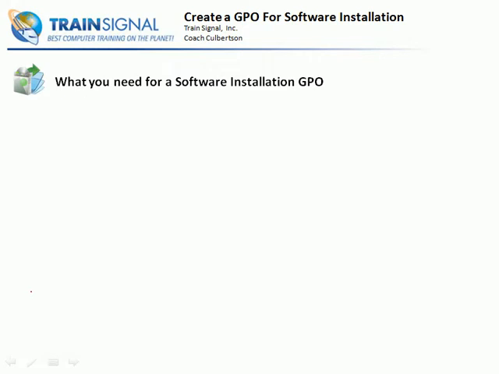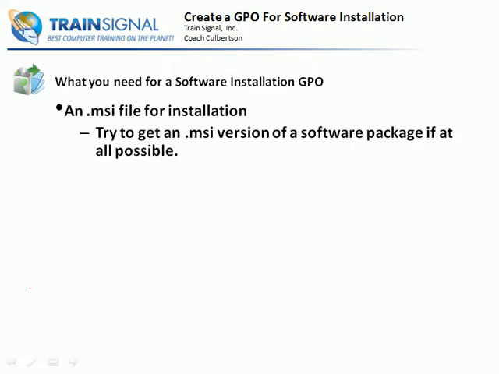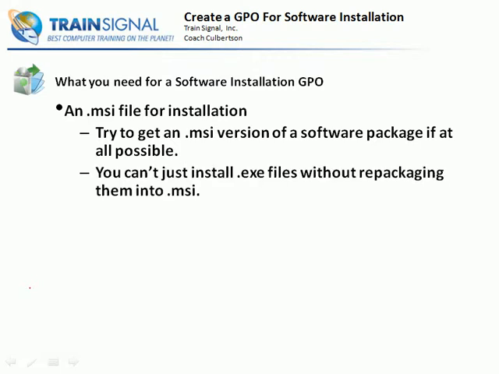What we need to do for a software installation GPO. First of all, we need an MSI file for installation. Now, an MSI file, by the way, stands for Windows Installer or Microsoft Installer. A lot of times you'll see the words Windows Installer, six of one, half a dozen of another. But you need to try to get an MSI version of the software package, because here's the deal. Most software applications, you already know this, come in .exe packages, right? You double click on the .exe file and it just installs. Well, with our group policy option, you can't just take a .exe file and throw it onto a group policy object. It doesn't work like that.